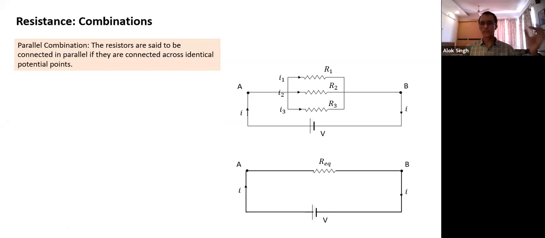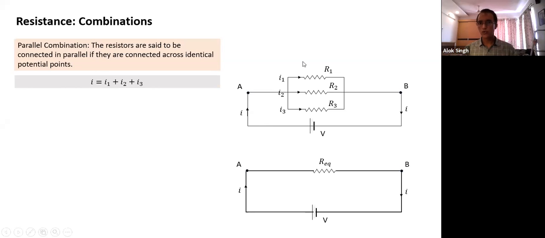Similar to a capacitor, even the resistor has two terminals. And for that matter, most circuit elements will have two terminals, two ends, and they are connected at two ends in a circuit. So resistors are said to be connected in parallel if they are connected across identical potential points. This definition and understanding is identical to what we had in case of capacitors. So if you understood how to identify parallel capacitors, similar logic can be applied to identify resistors connected in parallel. The definition is exactly the same.